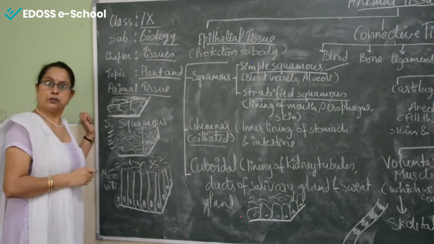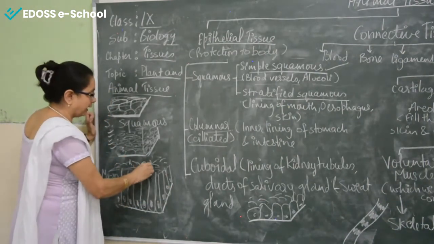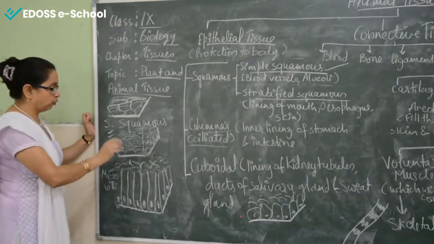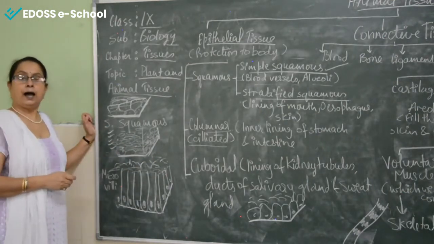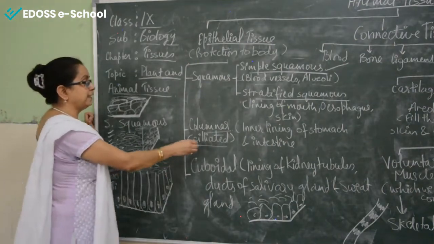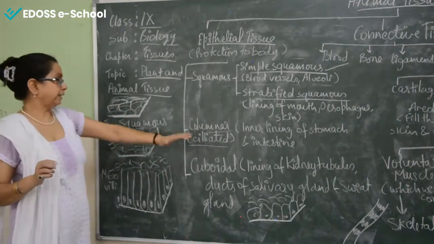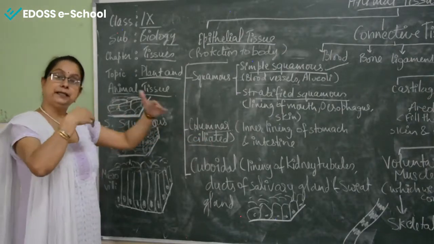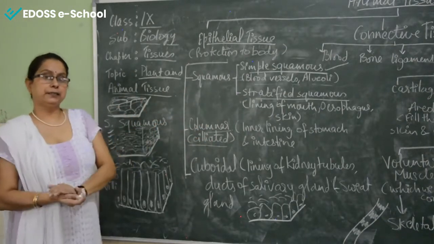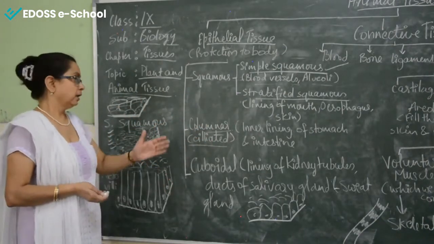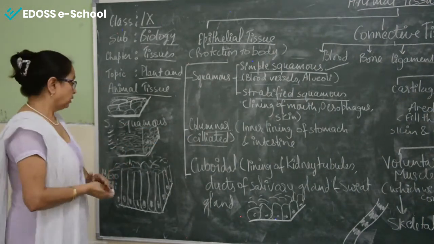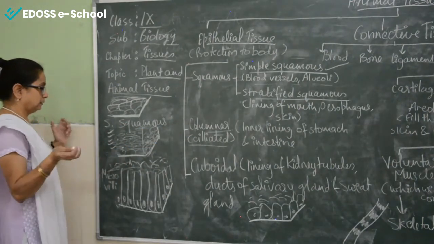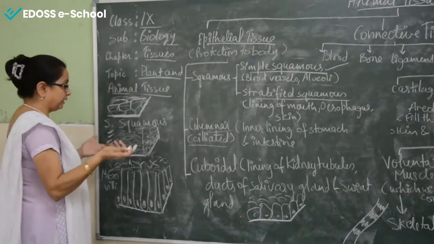Now what is the function of it? Small microvilli are present all over these columns, and that is why it is called ciliated also. But it is not compulsory that it is always ciliated. It may be ciliated or it may not be ciliated. Here we are talking about the ciliated one. So microvilli are present, appearing to be like cilia.